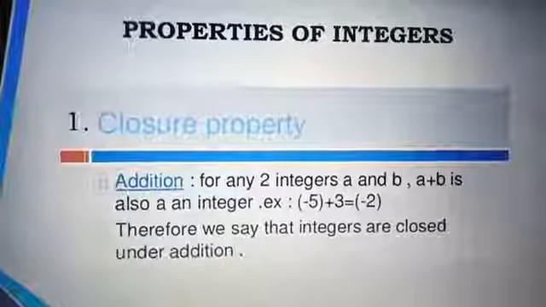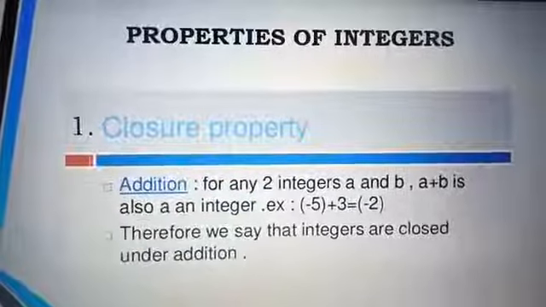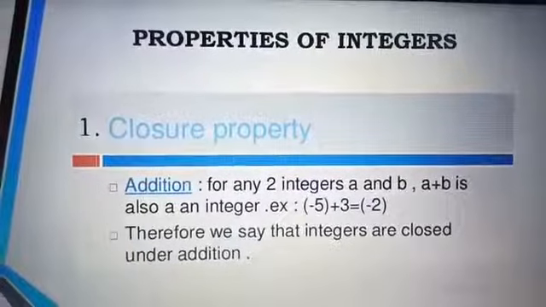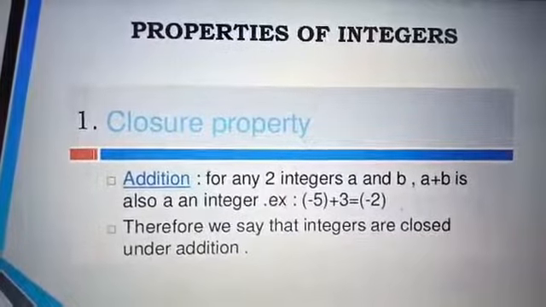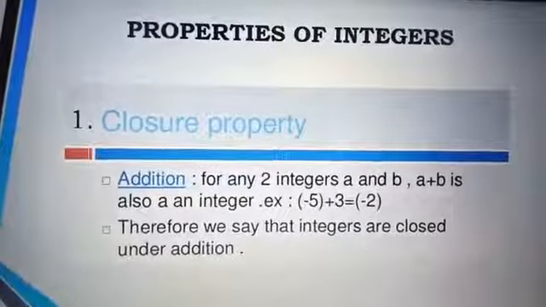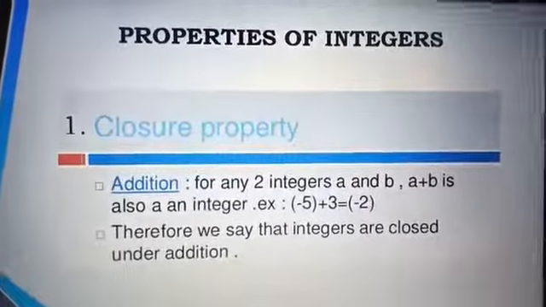Minus 5 plus 3 is equal to minus 2. How is it minus 2? Minus 5 plus into minus is a minus. So 5 minus 3 is 2. The bigger number's sign is a minus, so it's minus 2. So this is the closure property.